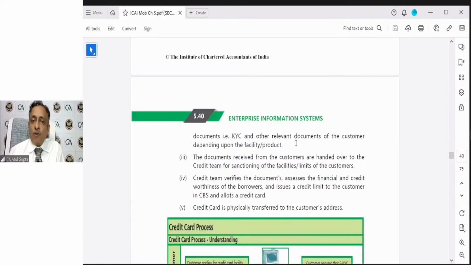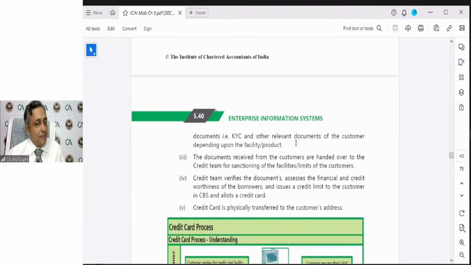So the documents received from customers are handed over to the credit team for sanctioning of the facilities and limits. So what the credit team does, two basic work it does. First, it validates the authenticity of the documents, checks the credibility of the customer, and tries an assessment of what credit limit can be given to the customer.